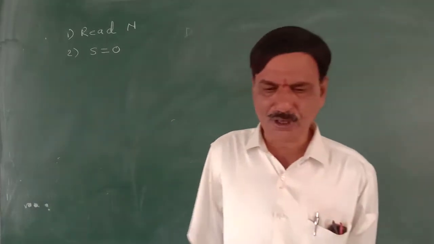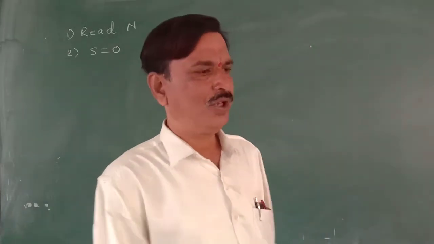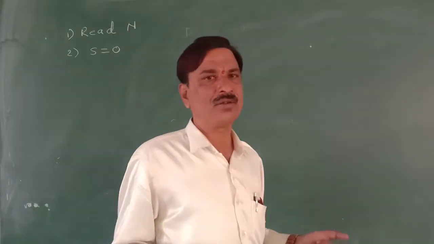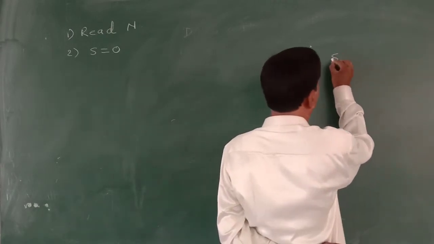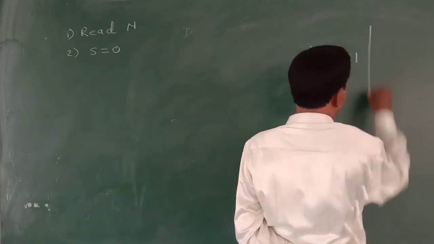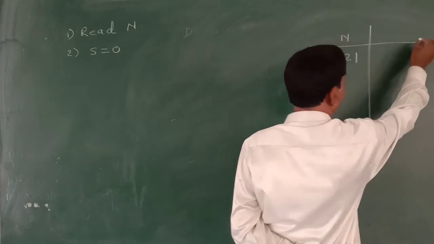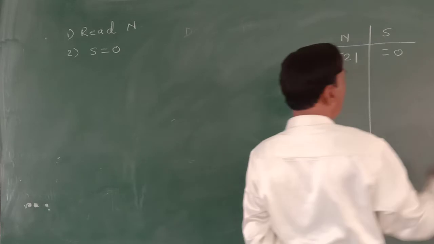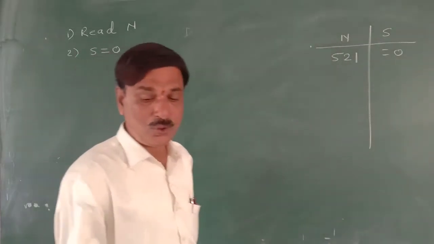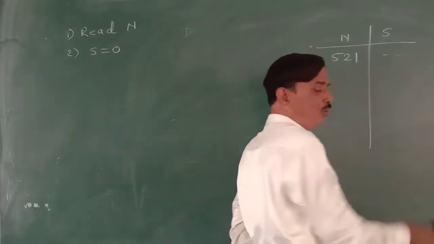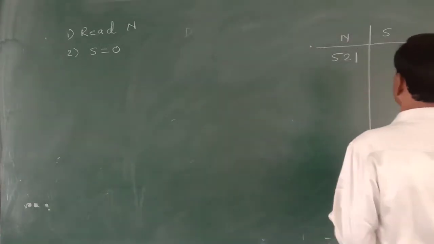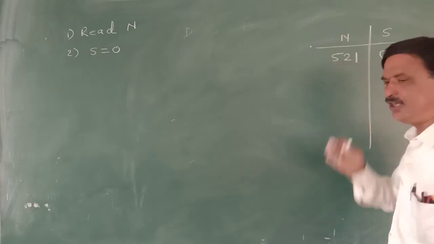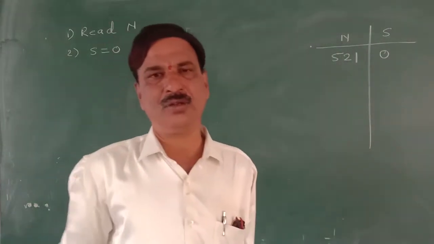Why? Because what the number is, its digits we have to separate first of all. And after separating the digits, 5, 2, 1. So this is the m. So initially, s will be kept at 0. S is equal to 0. Why the s is kept 0? Because here, first digit, second digit, third digit, one by one we have to separate the digit. How to separate the digit?